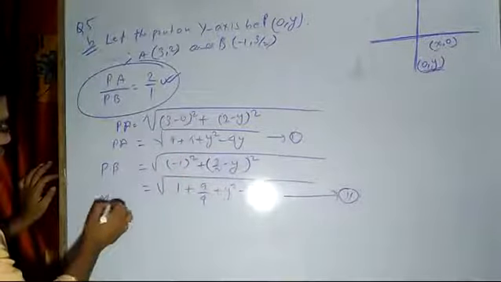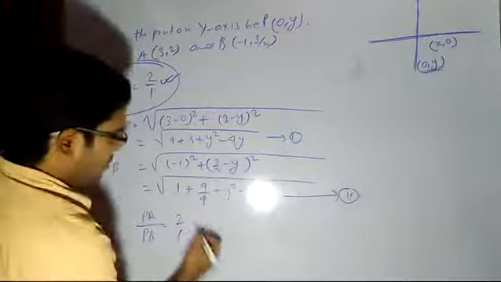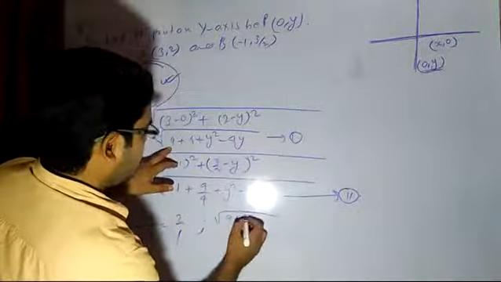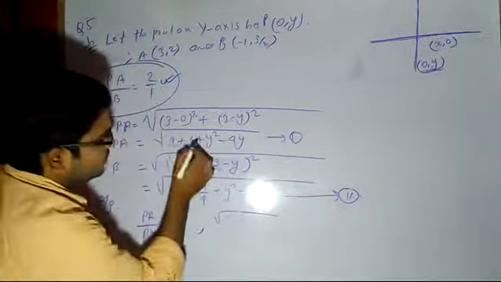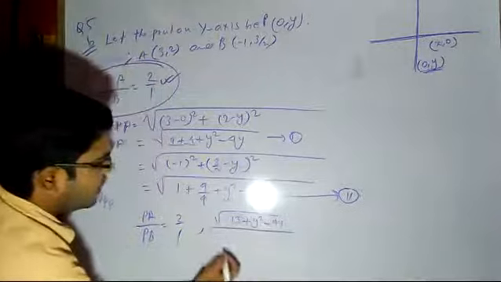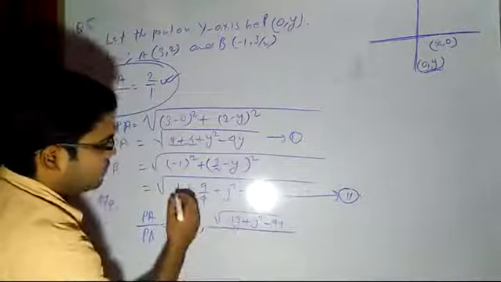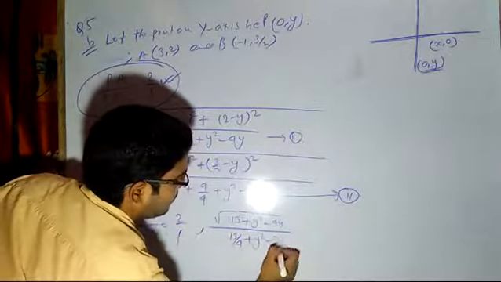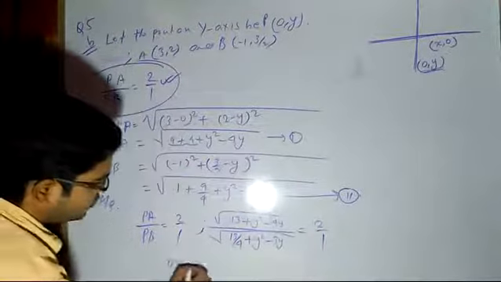Now according to the question, PA upon PB is equal to 2:1. So I will write root under 9 plus 4, which is 13, I can write directly. Here this will be 13 plus y square minus 4y, divided by 9 by 4 plus 1, that is 13 by 4, plus y square minus 3y, root under, is equal to 2 upon 1. Now on squaring both sides.